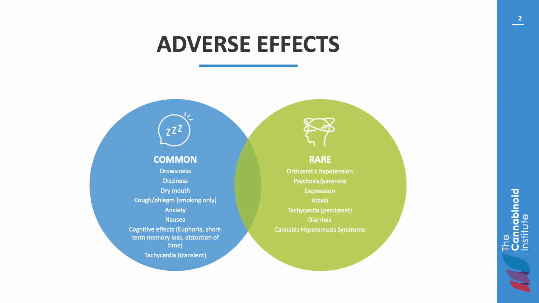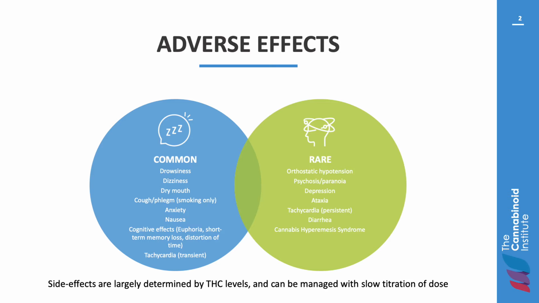hyperemesis syndrome. The majority of cannabis side effects are associated with THC and are usually easily mitigated with slow titration of dosing to promote tolerance to these side effects. Cannabis-naive and elderly users are more likely to experience adverse effects with THC and should be given dosing instructions with this in mind.